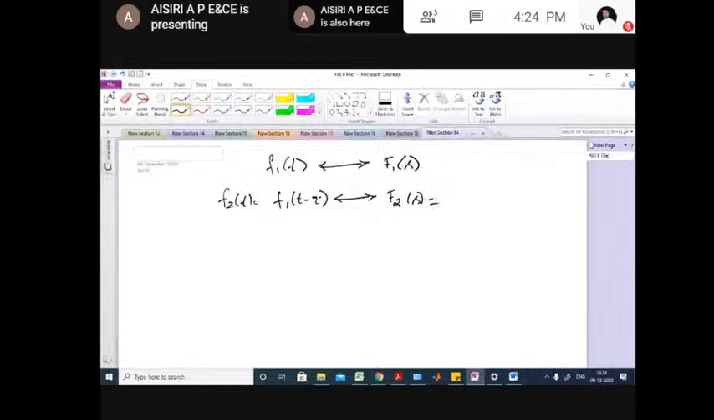A shift in the time domain corresponds to multiplication by an exponential. So it is e power minus s tau into F1 of s, from the given question.